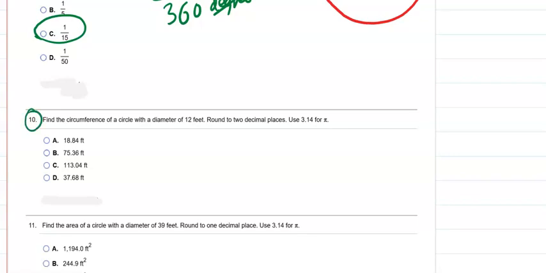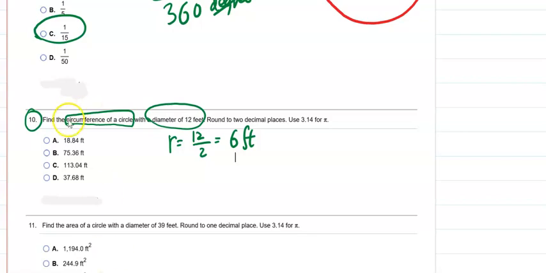Question number 10. Find the circumference of a circle with the diameter 12 feet. So diameter is 12. So radius is going to be half of the diameter. So radius must be 6 feet. So I'm looking for circumference. Again, you refer to the formula on the list. So circumference is going to be 2 times pi times r.